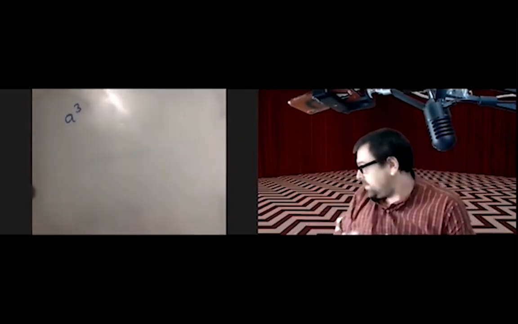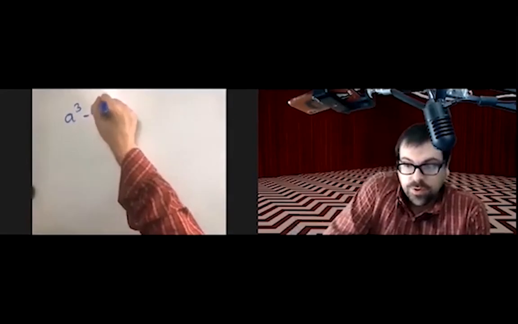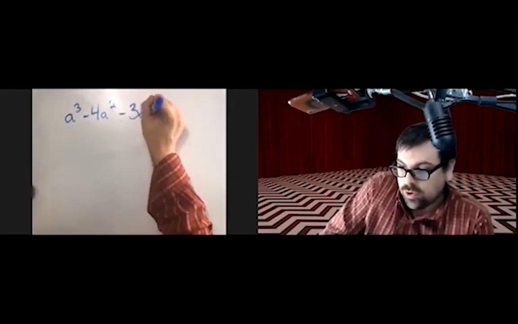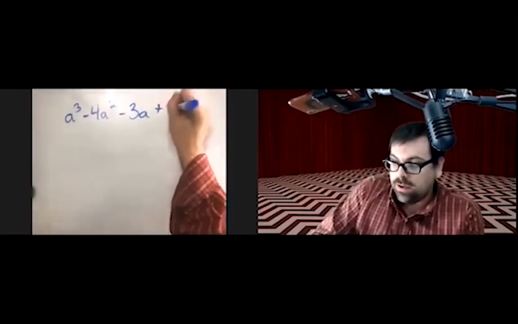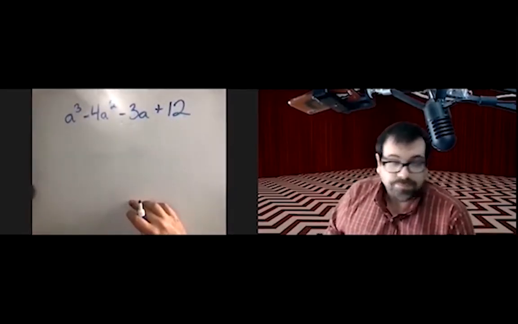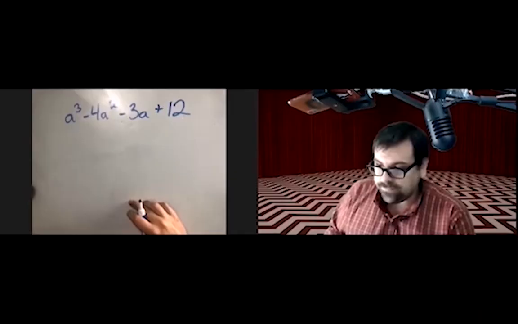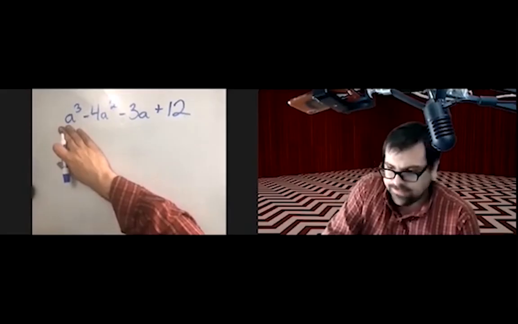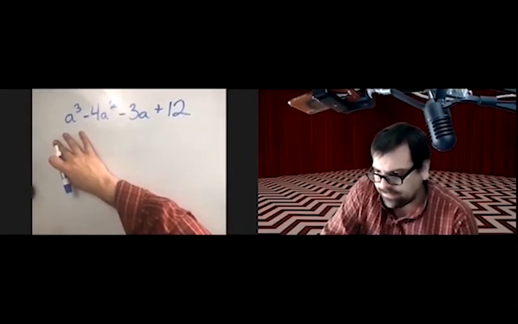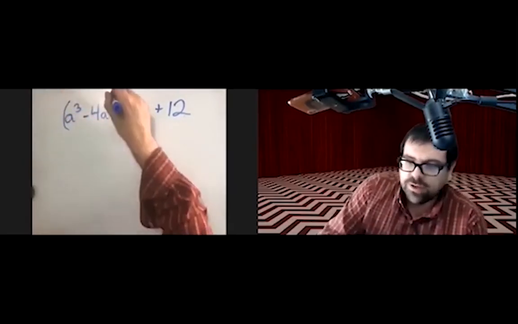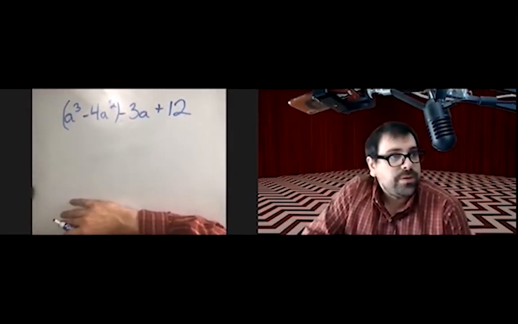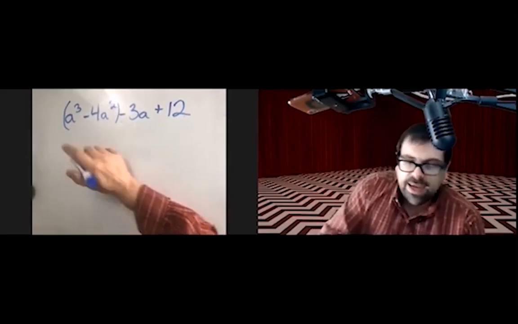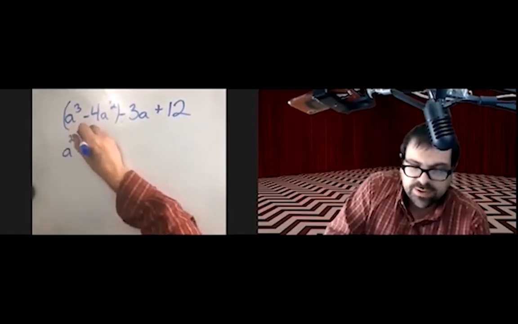a cubed minus 4a squared minus 3a plus 12. We don't have a's in all four terms. We don't have any coefficient here. Nothing we can take out of all four. So we have to do factoring by grouping. Group those first two terms. a cubed and a squared both have an a. Lowest power shown is a squared, so out it goes.